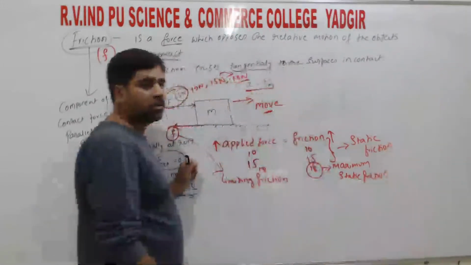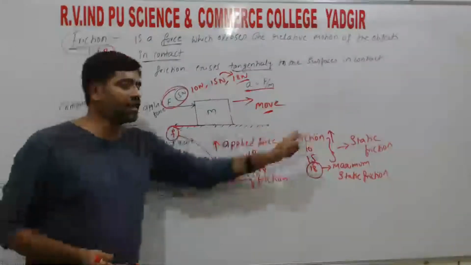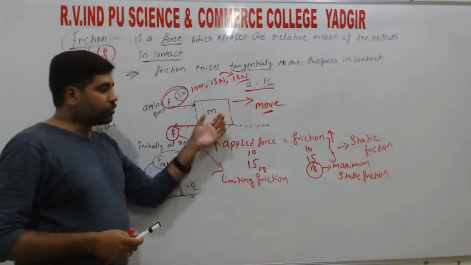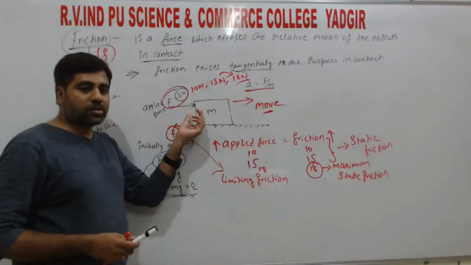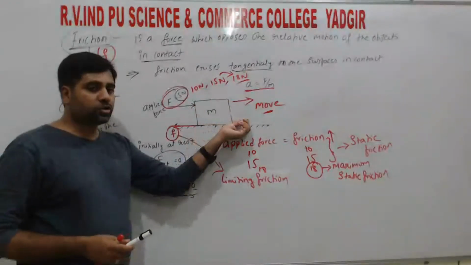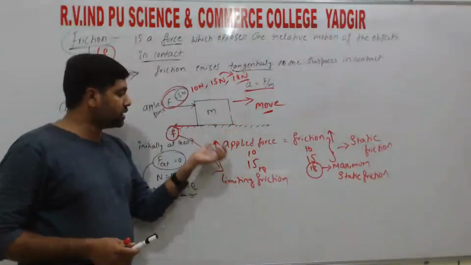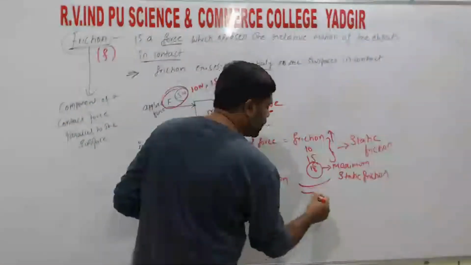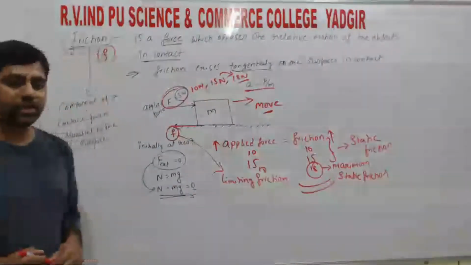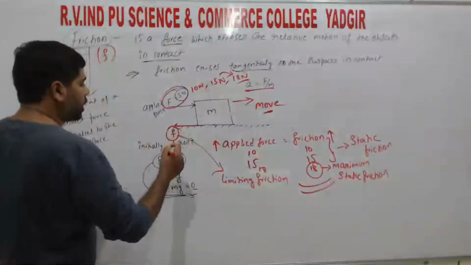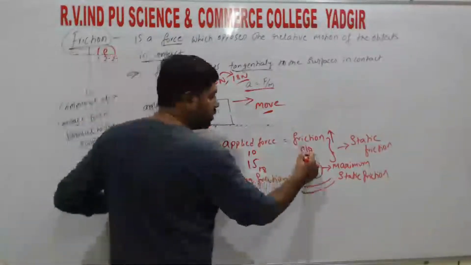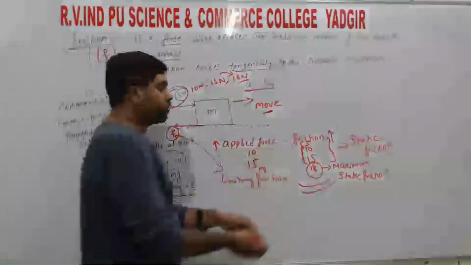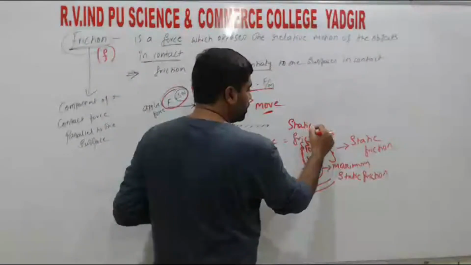Static means it will not change its position, so we call it static, right? So up to a certain value we are applying the force, right? After it crosses its limit, the object starts to move, right? That friction we call the limiting friction, and limiting friction is equal to the maximum static friction, right? So static friction we denote by Fs. So up to 10 Newton, 15 Newton, for all these values, what do we call the friction? That friction we call the static friction.